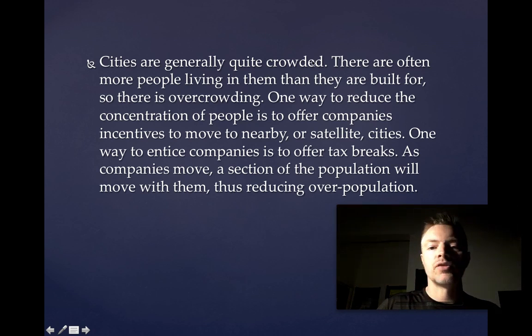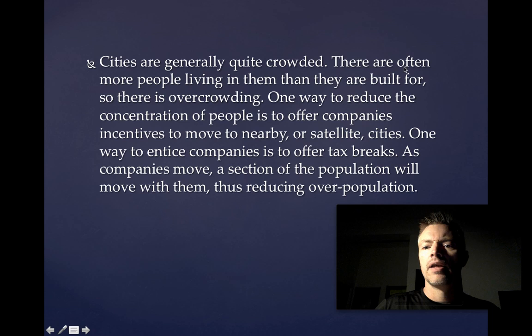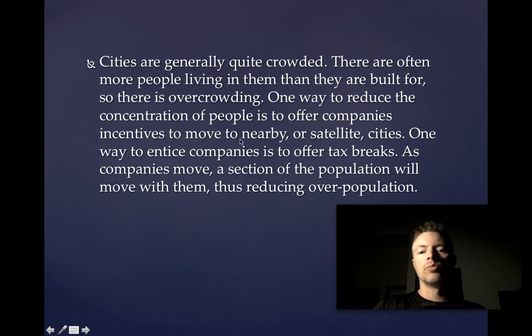So cities are generally quite crowded. They are often crowded. There are often more people living in them than they are built for. So there is overcrowding. Okay, so here we have the situation. One way to reduce the concentration of people is to offer companies incentives to move to nearby or satellite cities. You notice I put or satellite in commas. That's because it's another way of saying a nearby city.